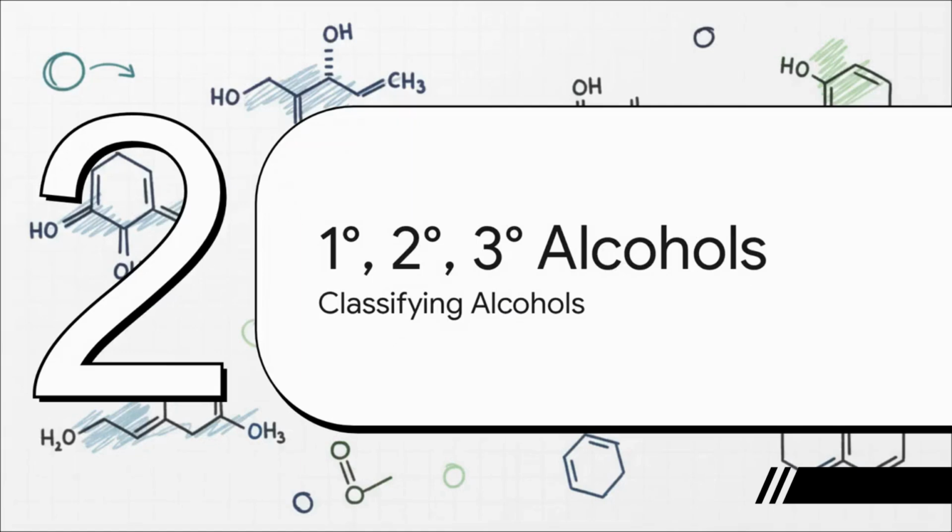All right, so now that we can name them, let's move on to how we classify them. And let me tell you, this is arguably one of the most frequently tested concepts from this entire chapter. Examiners love to ask you to identify if an alcohol is primary, secondary, or tertiary, because that directly affects how it reacts chemically, which is something you'll definitely study later.